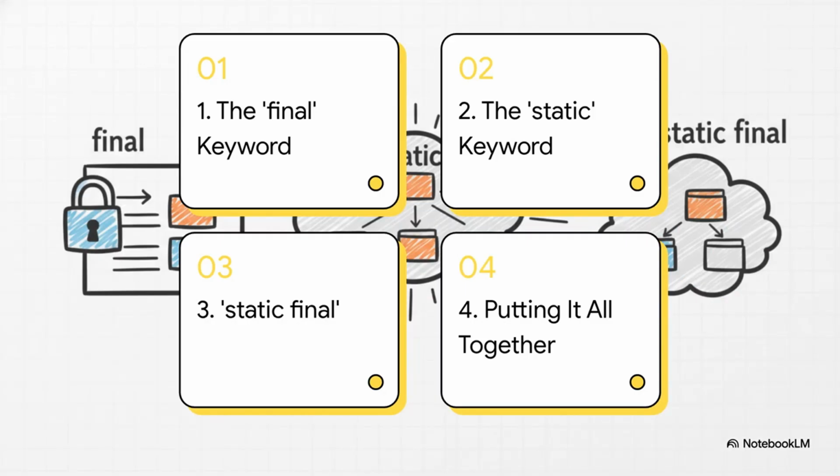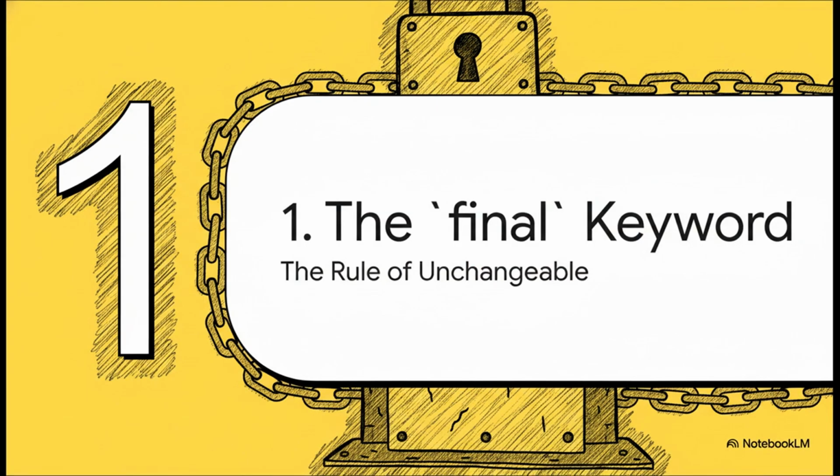Okay, so here's the game plan. First, we'll tackle the final keyword. That's all about making things unchangeable. Then, we'll jump into static, which is all about sharing. After that, we'll see the magic that happens when you combine them, and of course, we'll wrap it all up with a quick review. All right, first up, the final keyword.